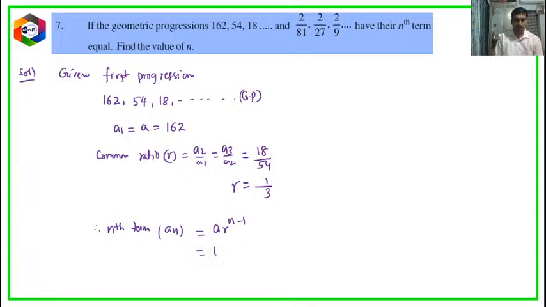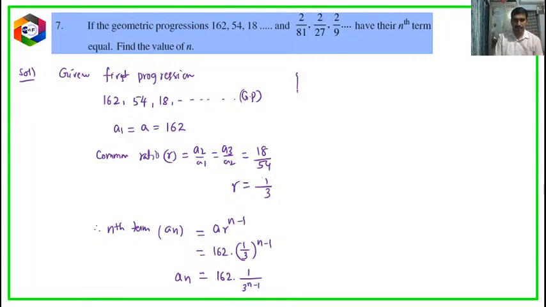What is A? 162. What is R? 1 by 3 power n minus 1. Now this I am going to write as 162, 1 power anything is 1 only, by 3 power n minus 1. This is A_n, the nth term.